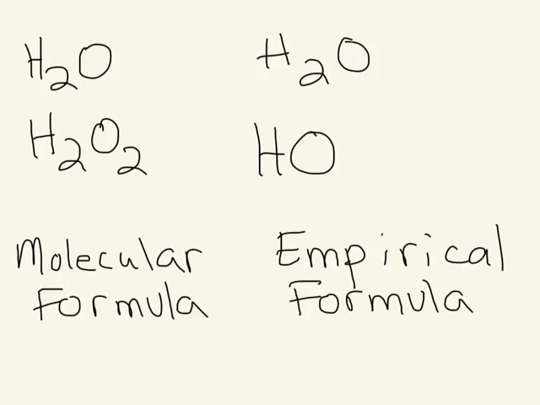So for water and hydrogen peroxide, we're comparing our molecular and empirical formula. Molecular formula is the actual formula, so the exact number of atoms of each element within the compound. Your empirical formula is your simplest whole number ratio. In some instances, the molecular and the empirical formula are going to be the exact same, but in some instances, they're not.